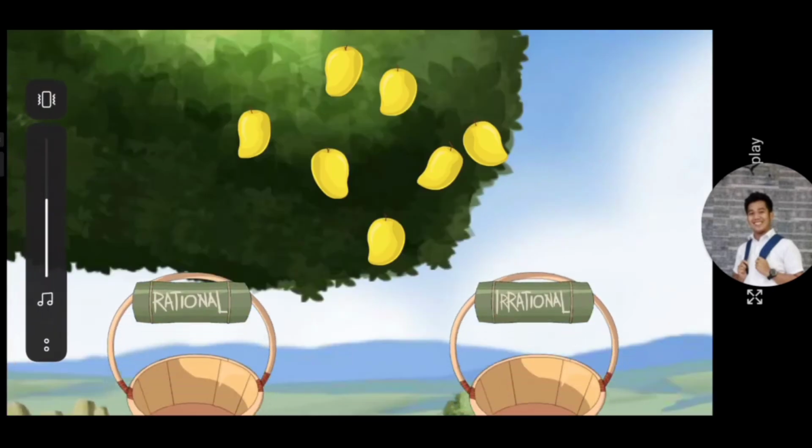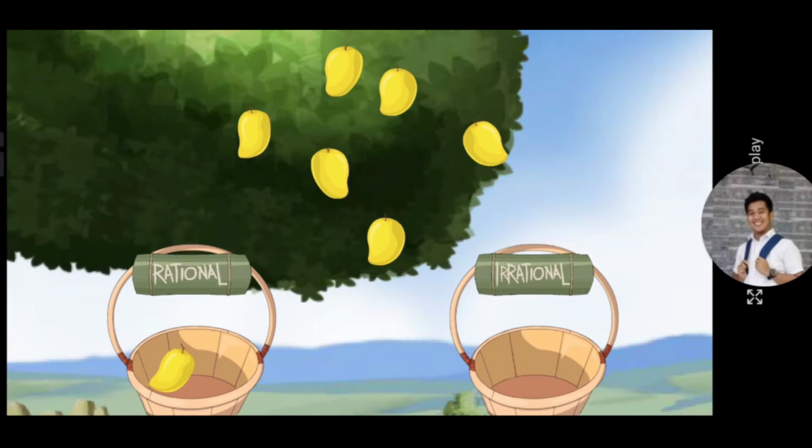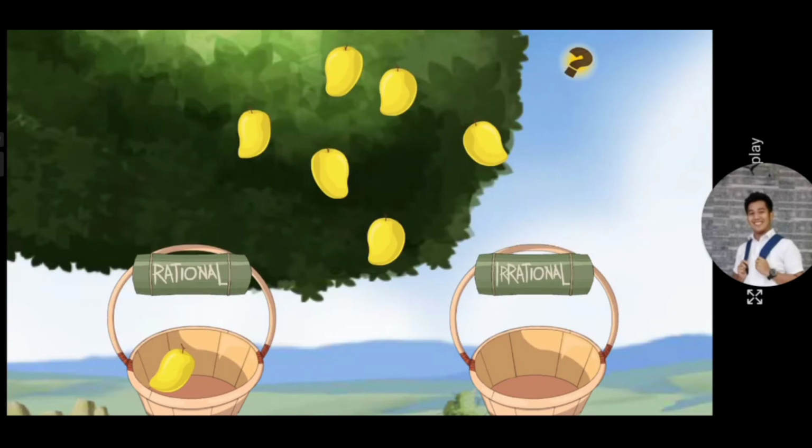So let's start. As you can see, right now we have this mango tree, and the girl you saw before is Tala, and Tala wants to separate the rational and irrational numbers. So here's what we are going to do. Tap and hold the mangoes to see if the numbers they have are rational or irrational, then drag them to the correct basket. Are you ready? Let's do this. Let's start with this first mango.